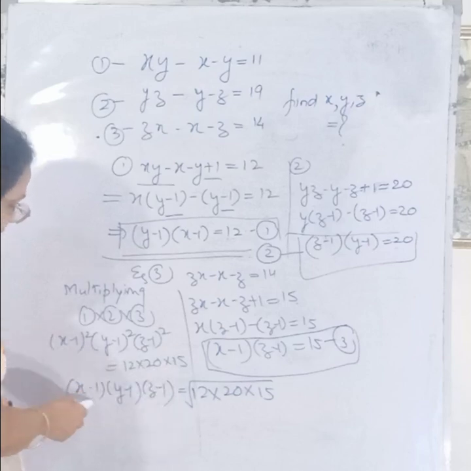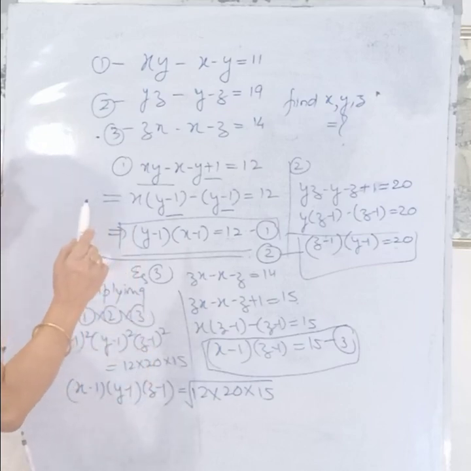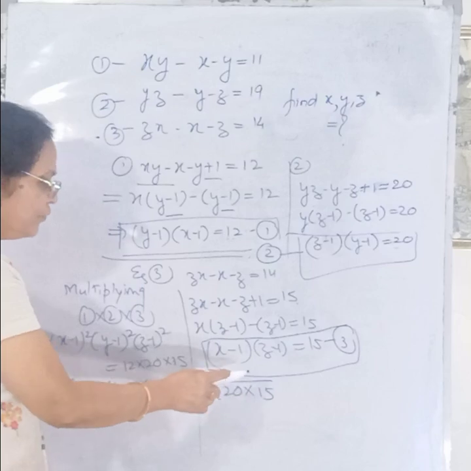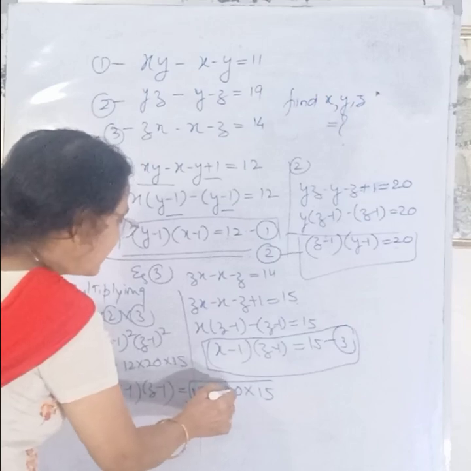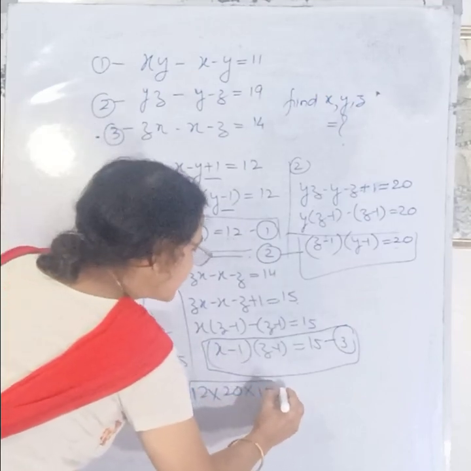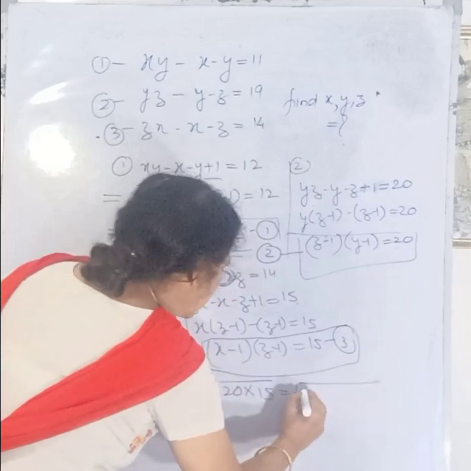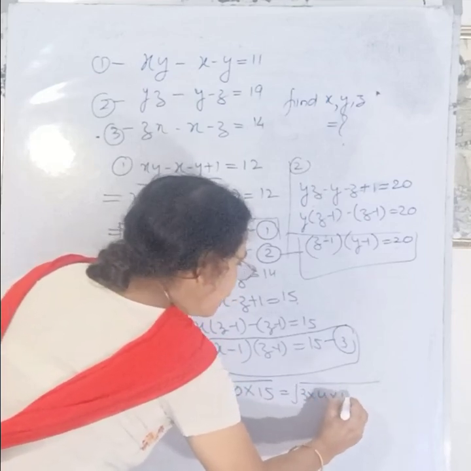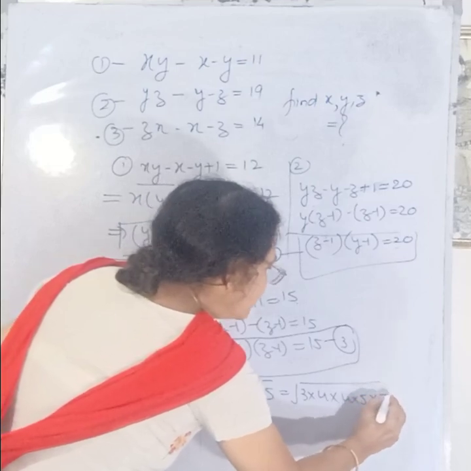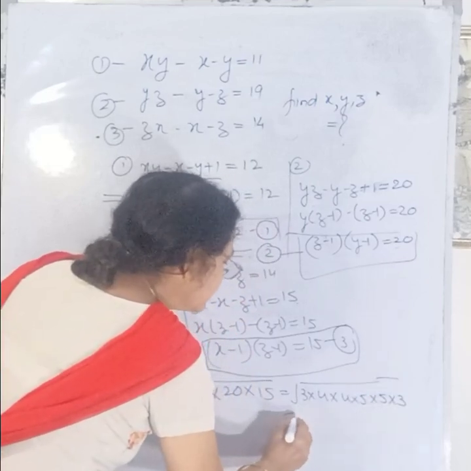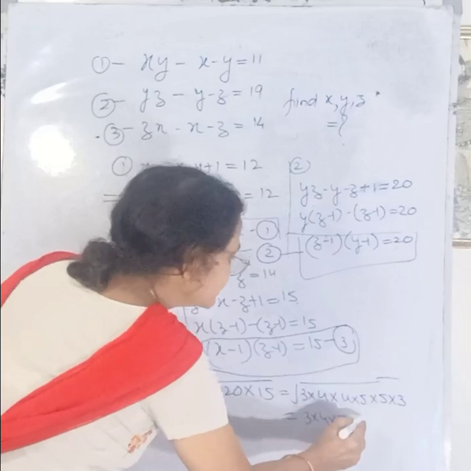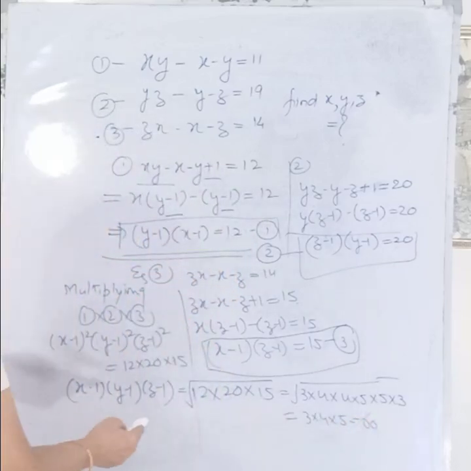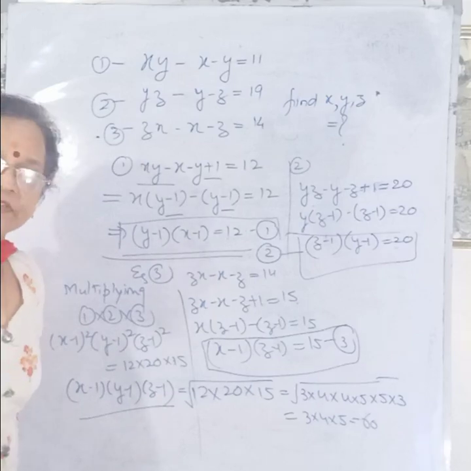Taking root on both the sides, we will take the single power of x minus 1, single power of y minus 1, single power of z minus 1 equal to root of 12 into 20 into 15. This will be equal to: 3 4s are 12, 4 5s are 20 and 3 5s are 15. So it will be equal to root of 3 into 4 into 4 into 5 into 5 into 3. That is equal to 3 into 4 into 5, that is 60.